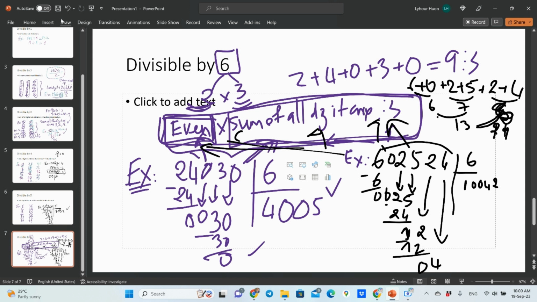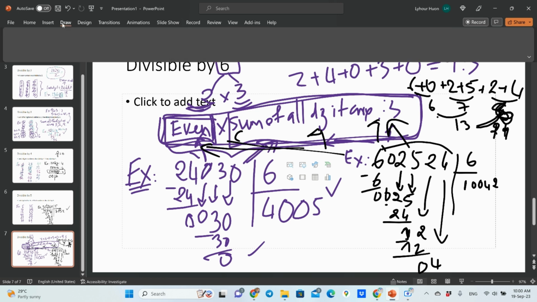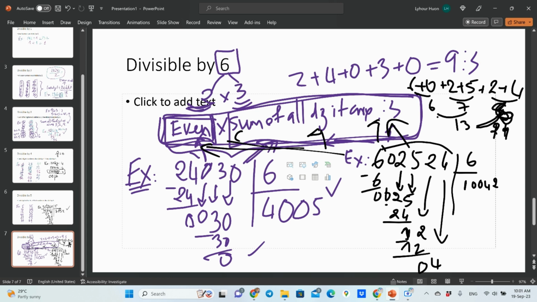Oh, I thought the math was wrong, but no, we are wrong. So this number does not complete the condition of 3. Because this is 6025. Wait, wait. If it's with the last number, 25, let's say 6.